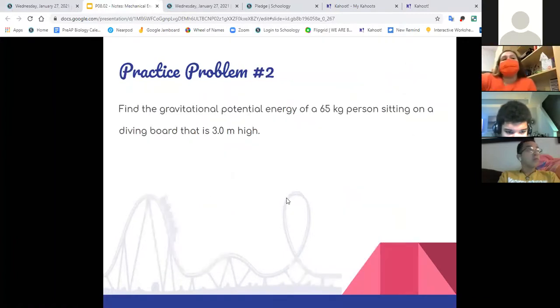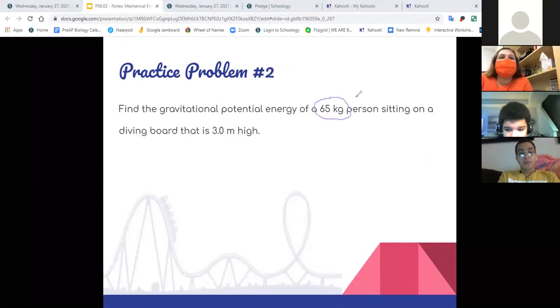So this is the second problem I'm going to show you today. Don't worry, again, tomorrow we're going to go through more formulas. So find the gravitational potential energy of a 65 kilogram person, so that's my mass, sitting on a diving board that is 3 meters high. That's my height. And I'm looking for my gravitational potential energy, my GPE.